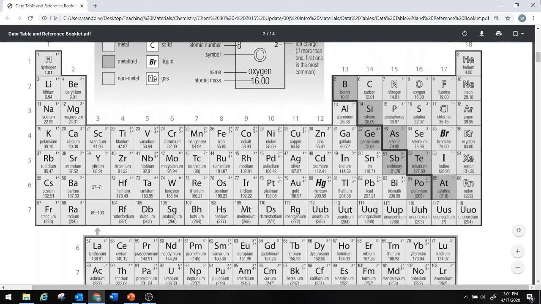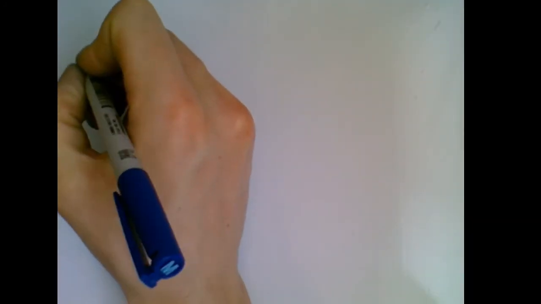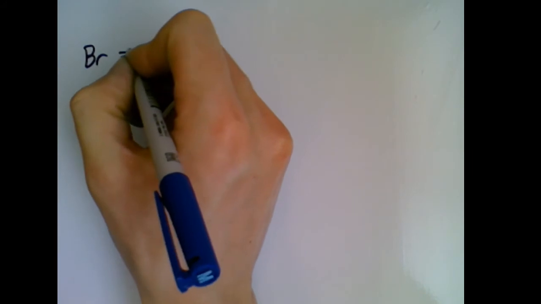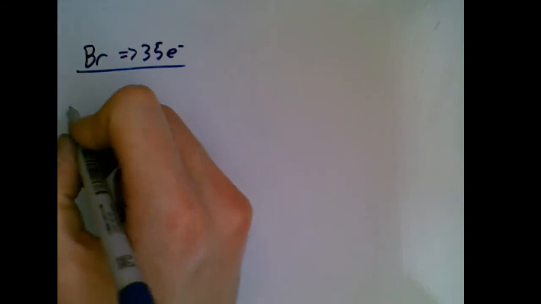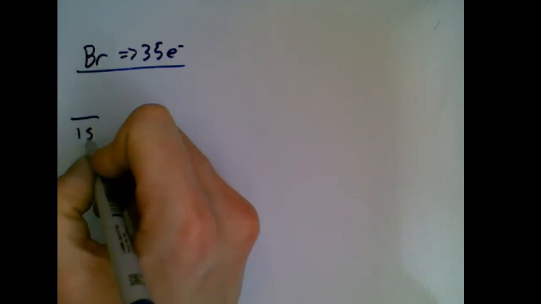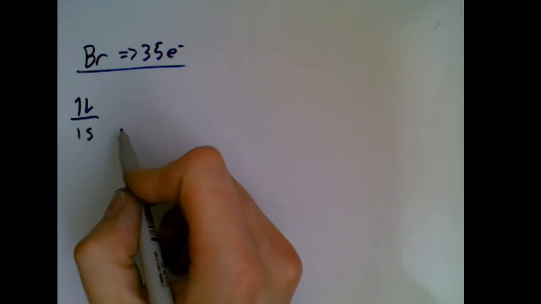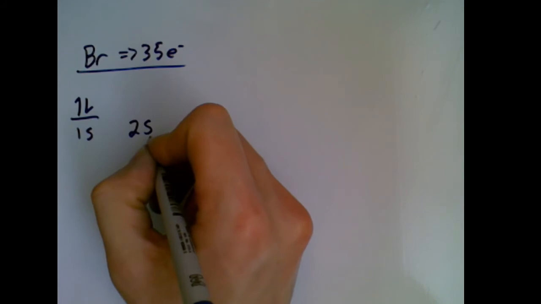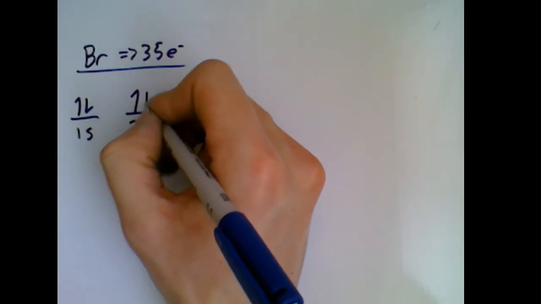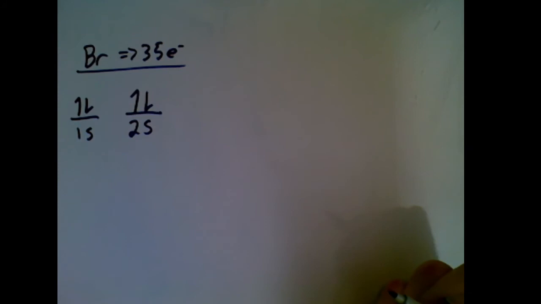So let's do another example. Let's pick one that's a little bit higher on the periodic table. I'm going to pick bromine, so Br, and it has 35 electrons. So let's work our way through this example. We always start with the lowest energy electron. That's the 1s orbital. It can hold a maximum of 2 electrons. After 1s is 2s. S's have one shape per energy level and hold a maximum of 2 electrons.